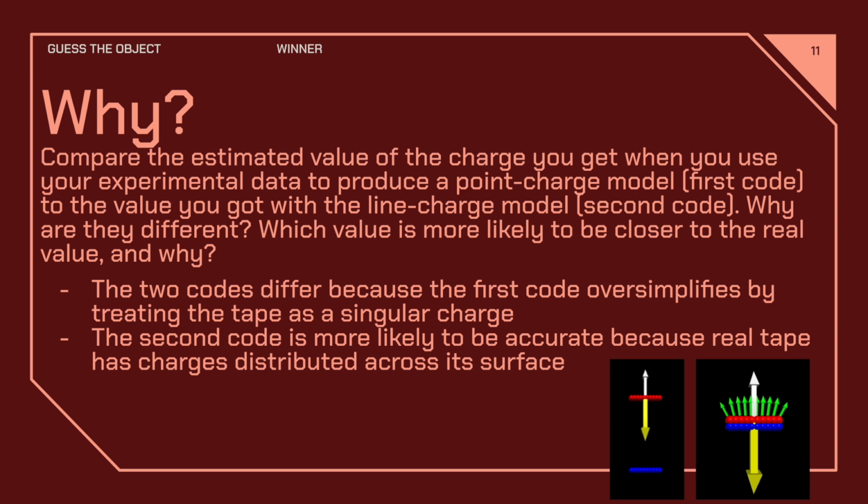The two codes differ because the first code oversimplifies by treating the tape as a singular charge, while the second code represents more charges on the tape. The second code is also more likely to be accurate because real tape has charges distributed across its surface, so the results are similar to what happens in reality.